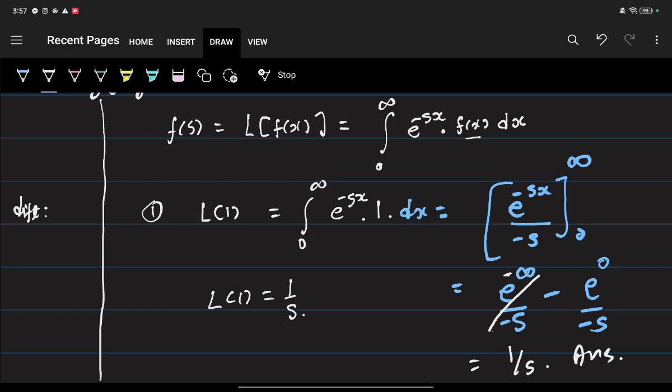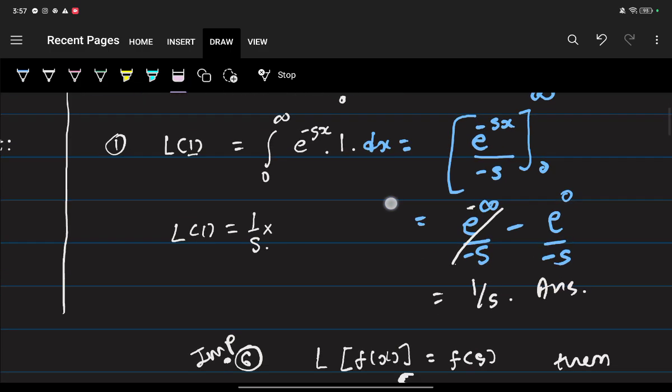If we were finding the Laplace transformation of 1 by 2, then you just need to multiply it by 1 by 2. That's it. That will be your answer. Alright, let's move further.